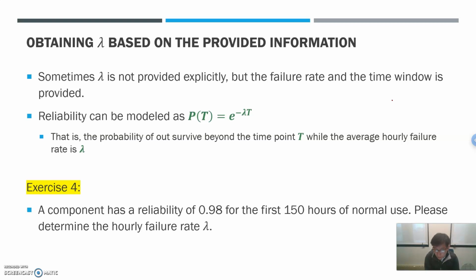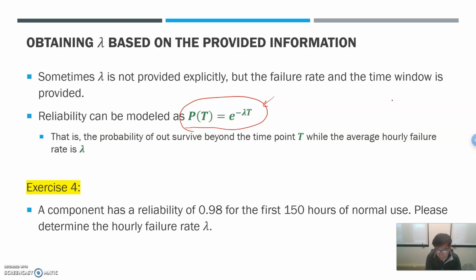So the reliability can be modeled as this. Just remember this function right here, okay? Write it somewhere and prepare for the final exam. You can put it in your cheat sheet. So the reliability can be modeled as this.